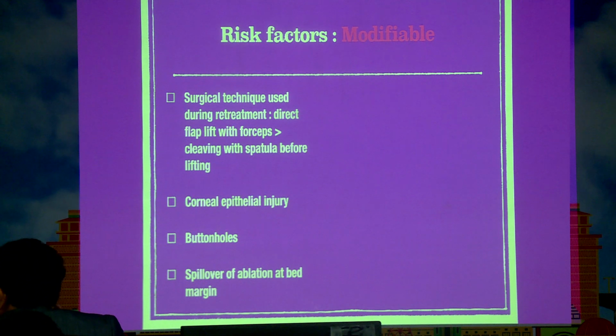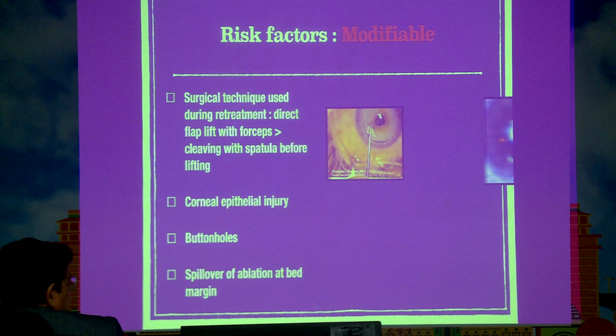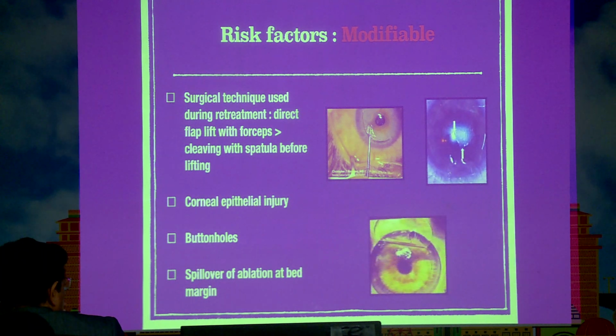Coming to the modifiable, the surgical technique used during retreatment is also responsible, and there is a higher incidence of ingrowth with direct flap lift with forceps as compared to cleaving with a spatula before the lifting. Other factors are corneal epithelial injury, buttonholes, and spillover ablation at the bed margin.